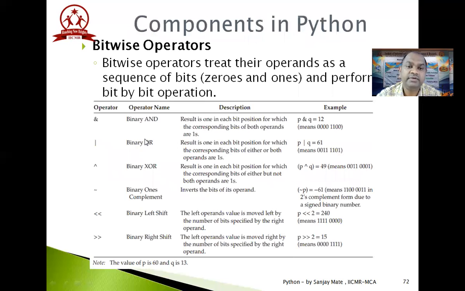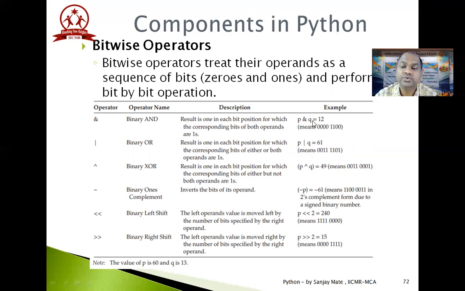The last one is bitwise operators. These operators are generally used for manipulating the bits of the operands. So this is AND, this is OR, this is XOR, then this is the complement, this is left shift, and this is the right shift. If you want to manipulate the bits, you can use these operators directly. These are certain examples of how we can use them.